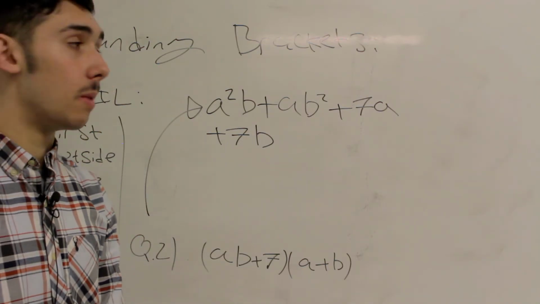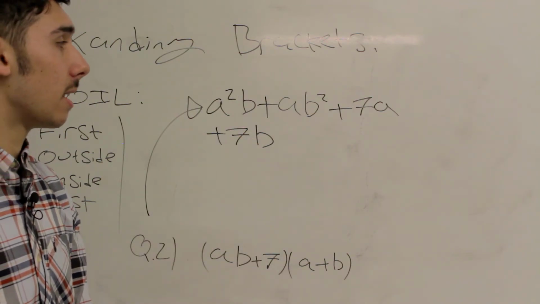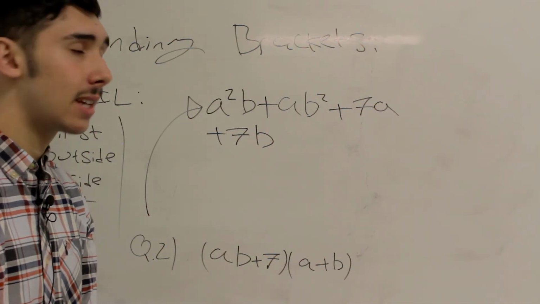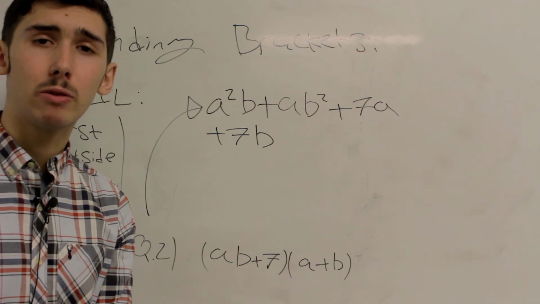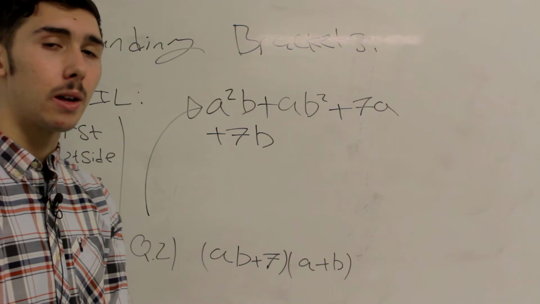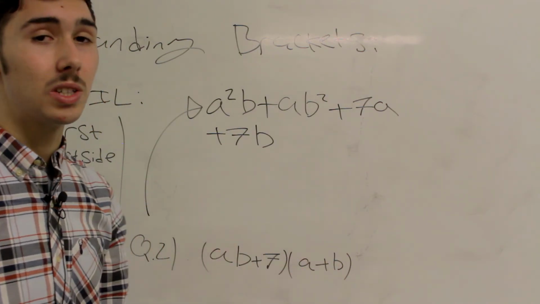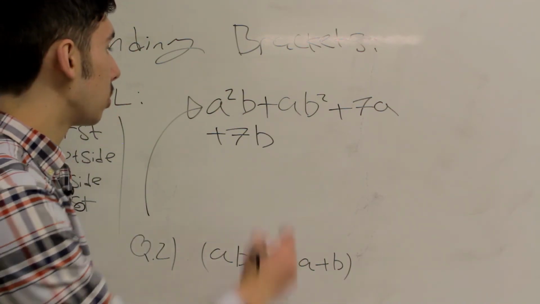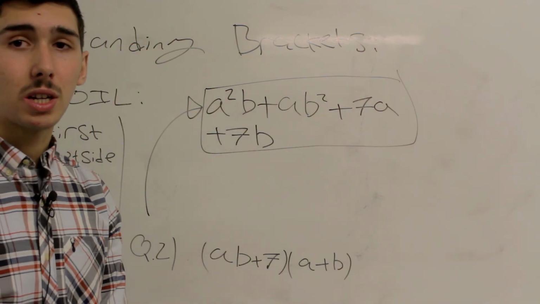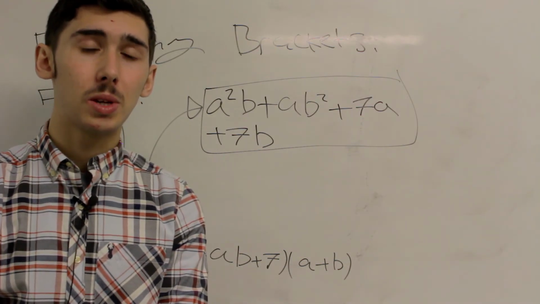There are no like terms to simplify and to add together. You cannot add A squared B and AB squared. You cannot do that. You also cannot add 7A and 7B because A and B could be different numbers. You must assume that they are different numbers, so you cannot add them together to make 14A or 14B or whatever you might think it is. You cannot do this. This is the simplest answer. So you would write this as your answer, preferably all in one line, but just for the sake of space, I've done this. So I hope you guys now know how to expand brackets.